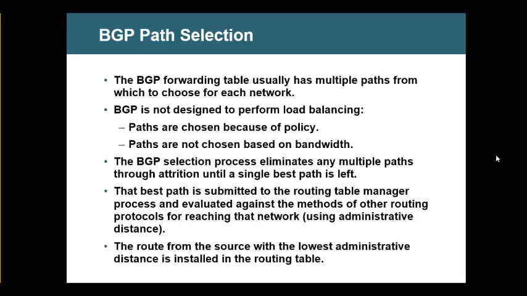AS path, by default BGP will advertise the AS path. Next hop, definitely every protocol advertises. Weight, we configure it on one particular router. If that one router wants to take a different decision, weight is local to the router.